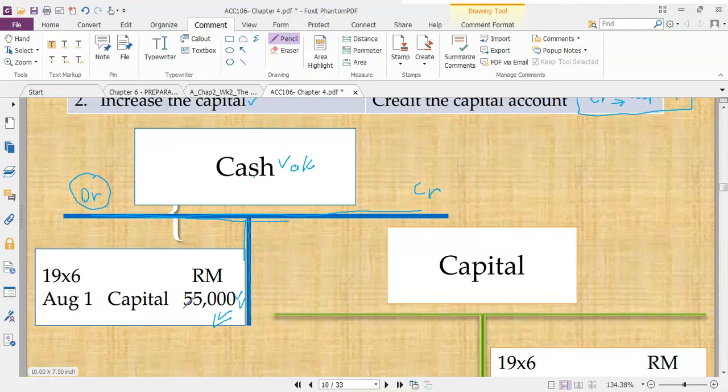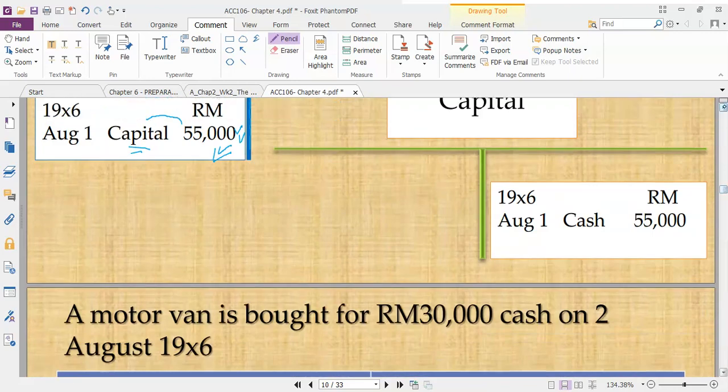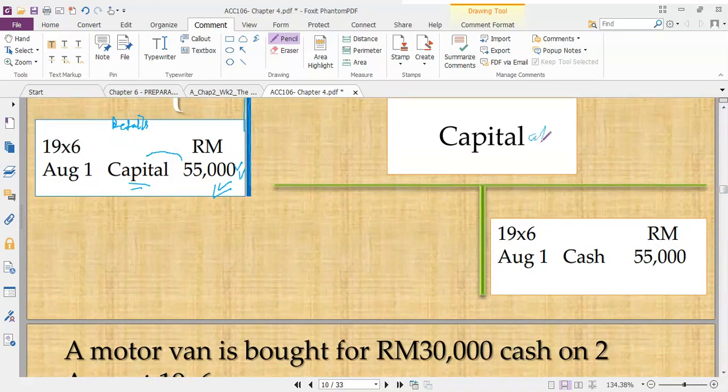Okay, we record the amount. 55,000 is the amount of the cash that we invest. So the details we put here, as a capital, on the 1st August. Okay, 1st August, our capital 55,000 in the cash account. After that, on the capital account itself, we must put on the credit side 55,000. So the details we put here as cash.